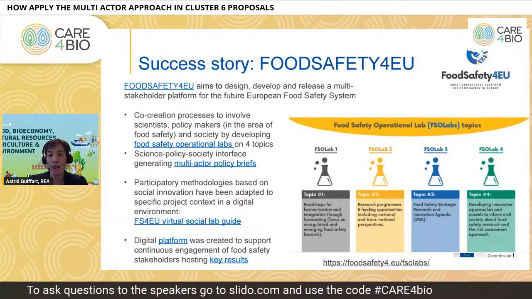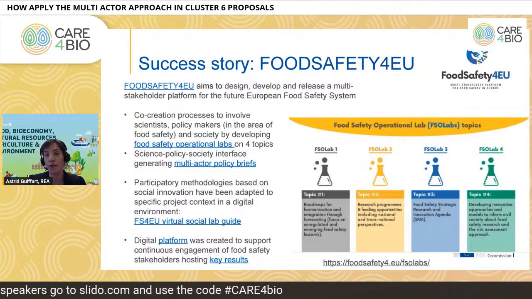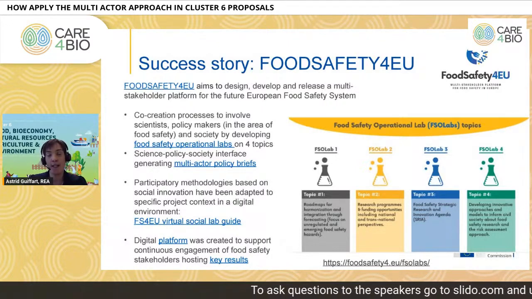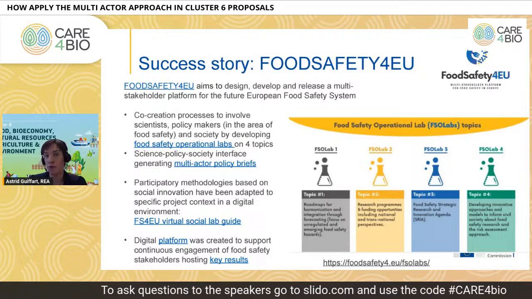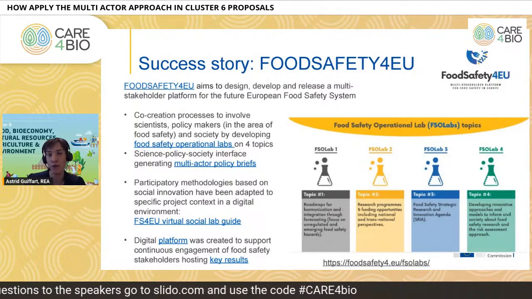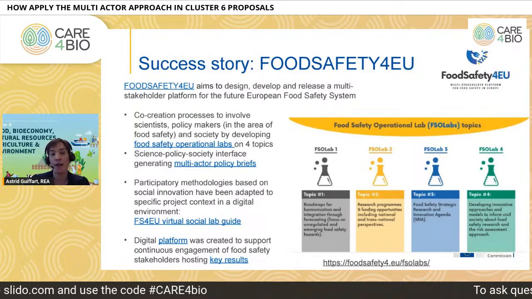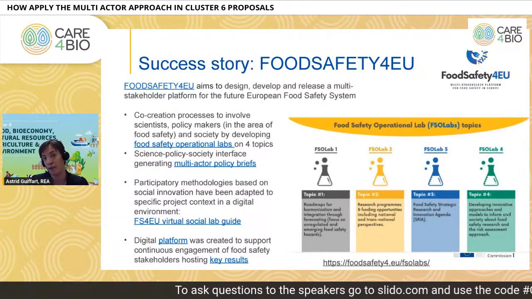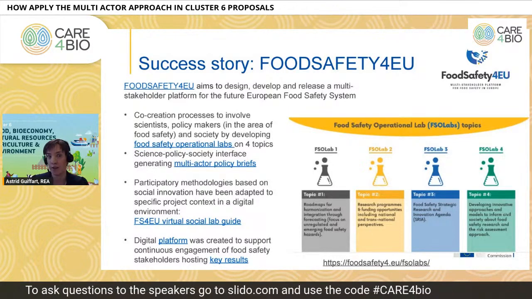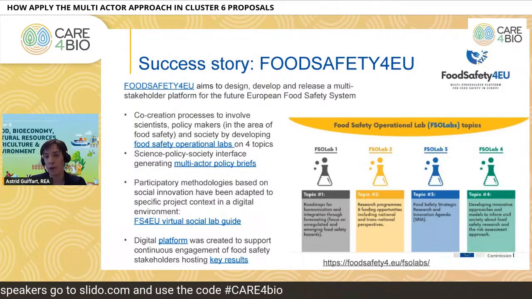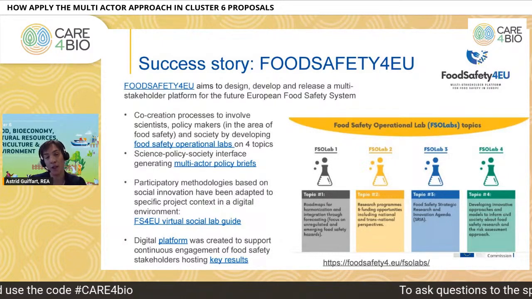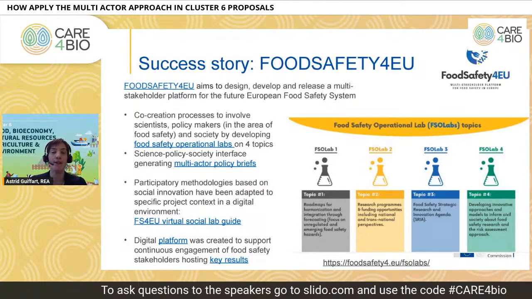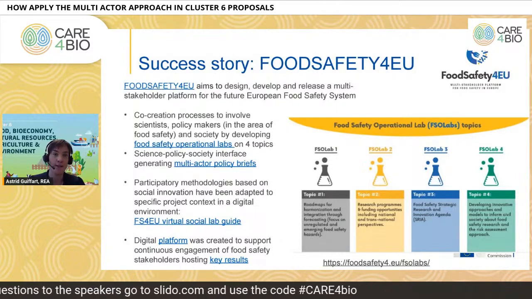And another project, which is not directly in the agricultural sector, is the Food Safety for EU project that had its final conference last week in Brussels. And the objective was to develop a multi-stakeholder platform to discuss and prepare for the future of the European food safety system. And what is interesting in this project is that they have organized co-creation processes with different actors, scientists, policymakers, and societal actors, through the development of food safety operational labs on 4 topics. And they use participatory methodologies based on social innovation that have been really tailored to their communities, their specific scientific area.